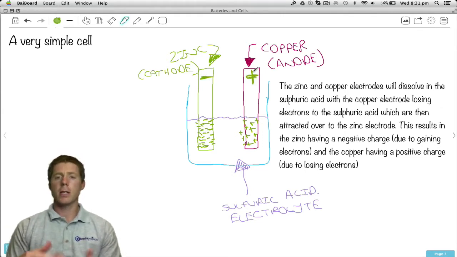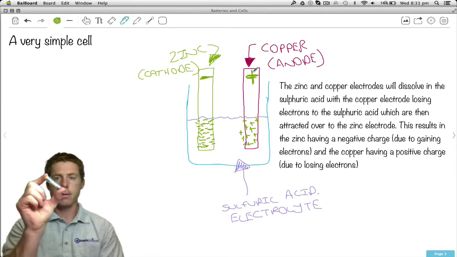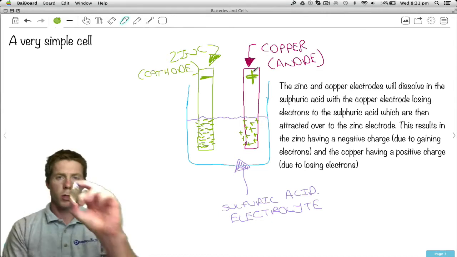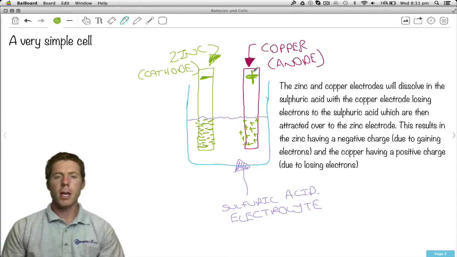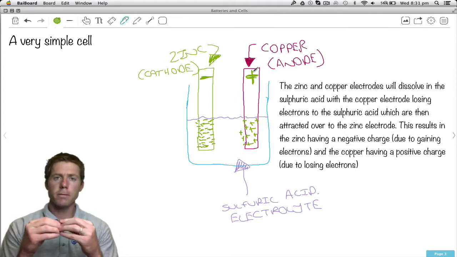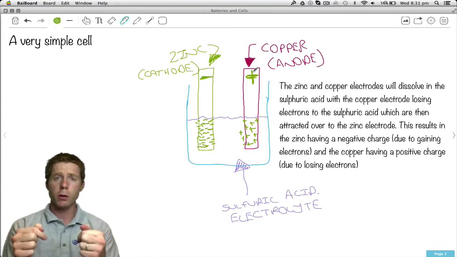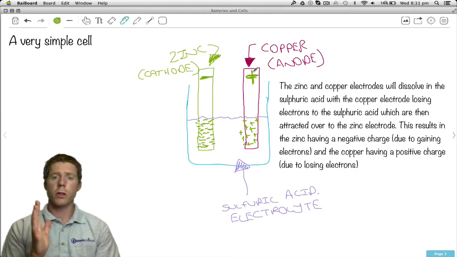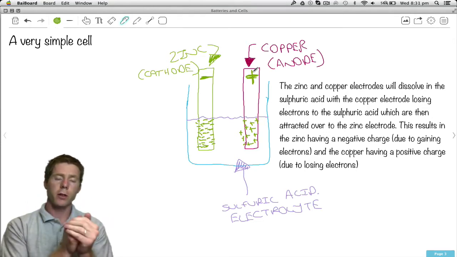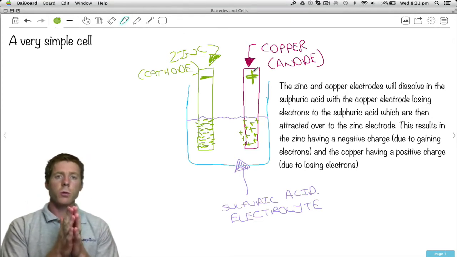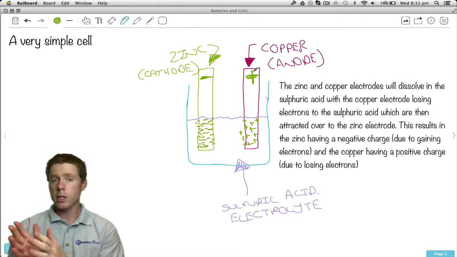Now this is a very basic, simplistic operation of how cells actually work. And it's pretty much what's going on inside this thing. They just use different chemicals and different metals. But the key thing is we have some kind of electrolyte, solution, paste, liquid. We put 2 different metals in there. One of those metals is going to lose electrons, and those electrons will go over to the other metal which will gain those electrons. One of those metals will become negative because it gets all the electrons, and the other one, because it's lost electrons, will become positive.